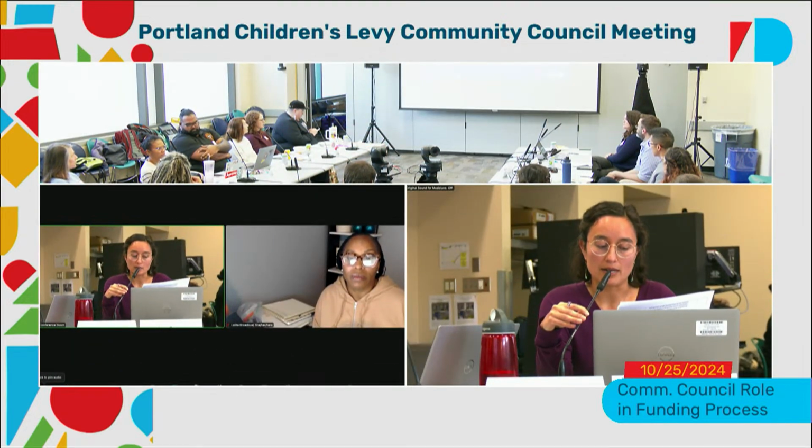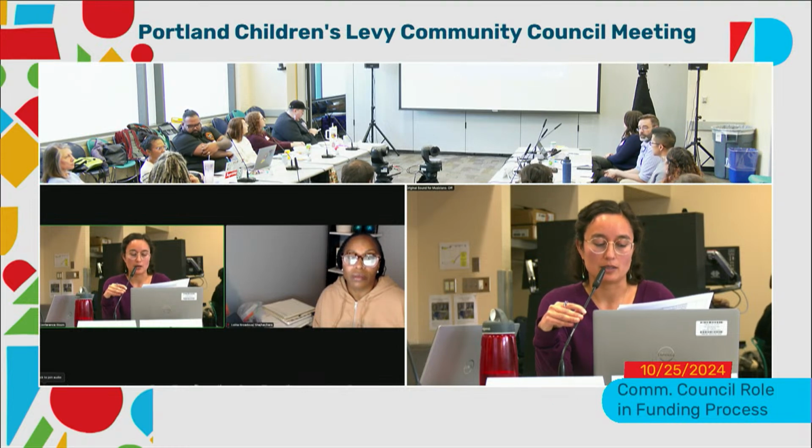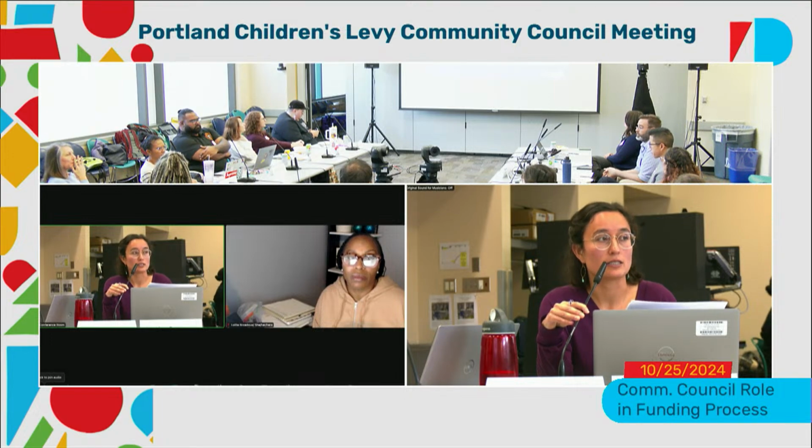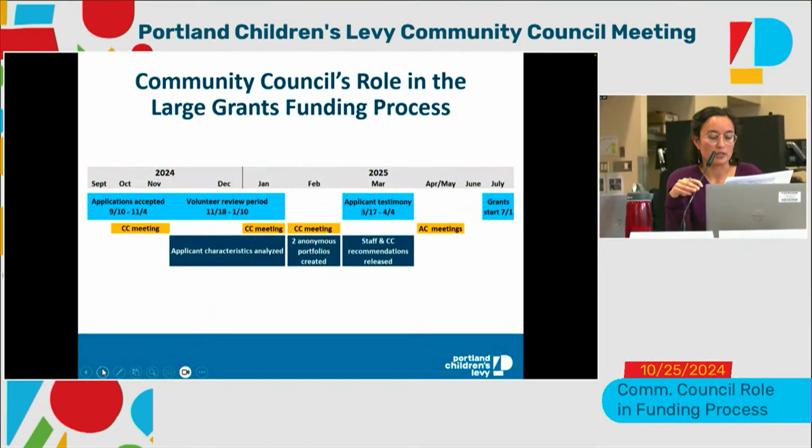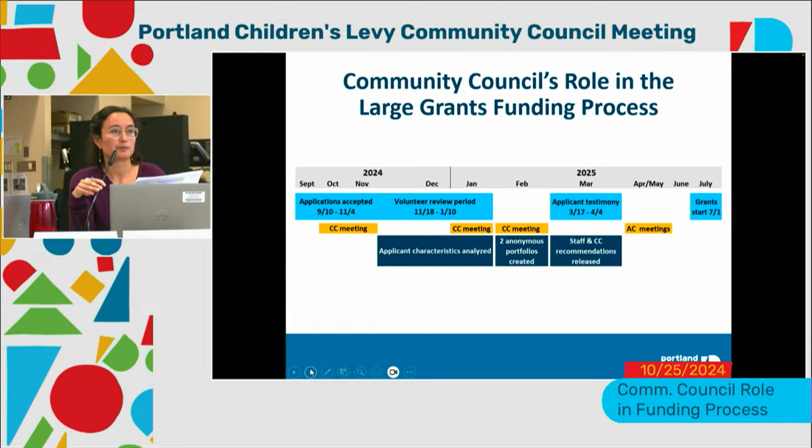We are anonymizing the data and keeping the discussion at the policy level to reduce perceived and existing conflicts of interest and biases between community council members and applicants. We will spend the majority of today's meeting introducing you to the type of information and data visualizations you can expect to see from us in January. Then from January's meeting, staff are going to take the community council's recommendations and craft 2 anonymous Levy-wide portfolios, which we will send to you in advance of the meeting.